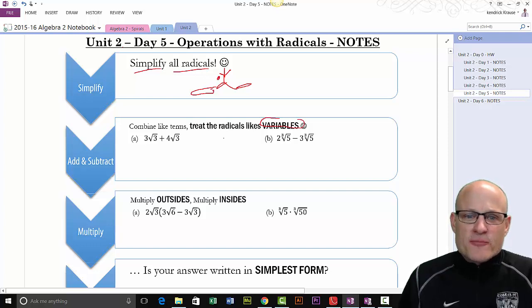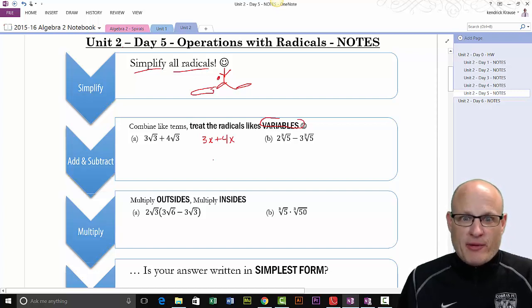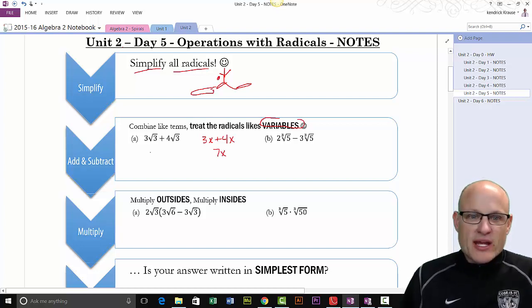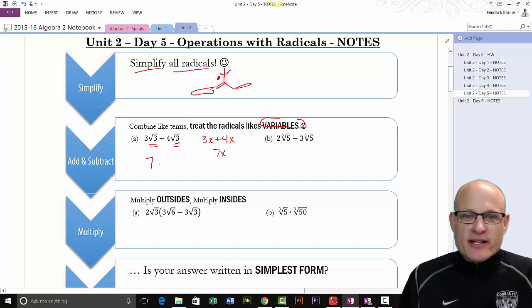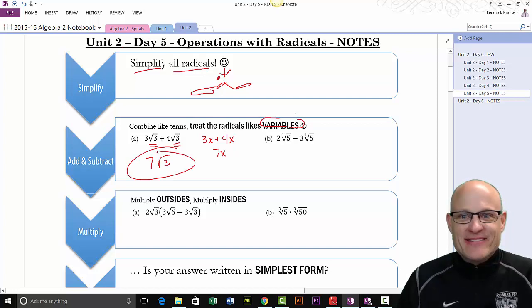So if this was 3x plus 4x, you'd go, dude, seriously, Krause? Come on now, man. That's like 7x. That's so simple. Well, same thing here. 3 square roots of 3, 4 square roots of 3. Guess what? That's 7 square roots of 3. Done. Man, if only they were that easy. As long as they match, you're okay. They're exactly the same variable, but they're not really variables. They're just the exact same irrational number.